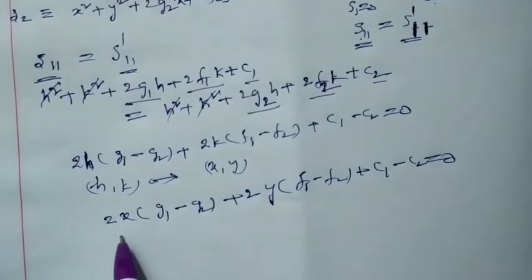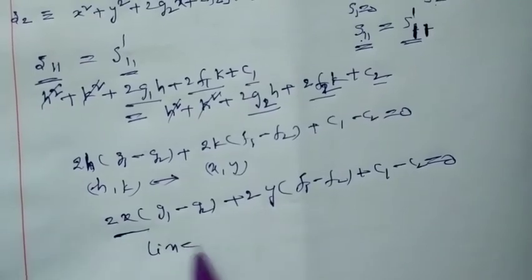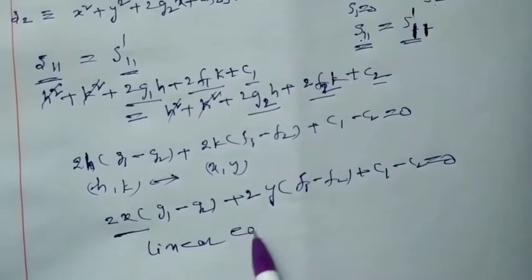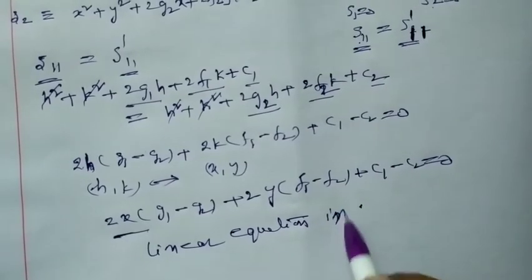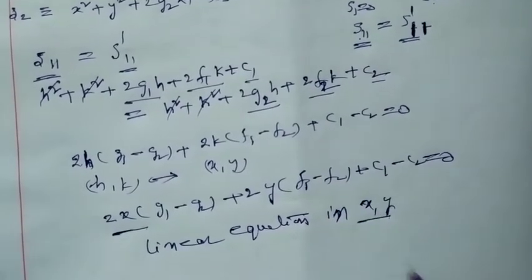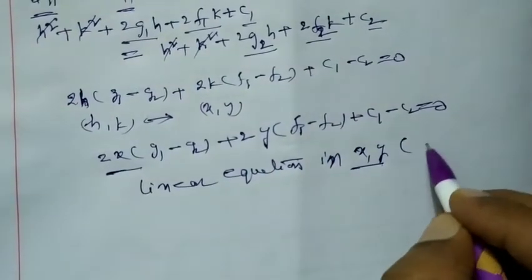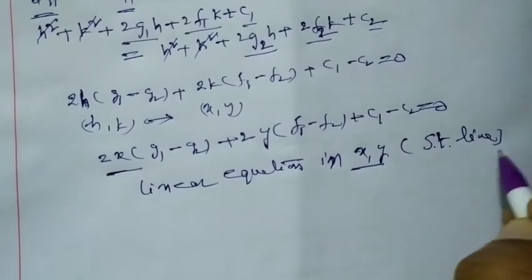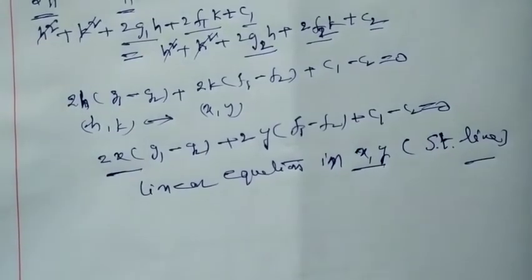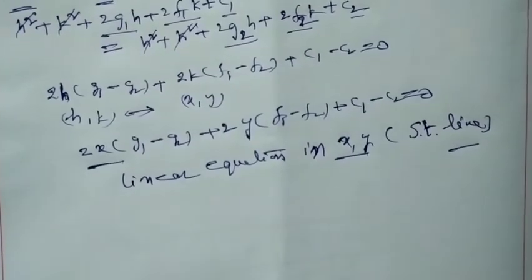0. If you see closely, it is a linear equation in x comma y. What does a linear equation represent? It is a straight line. So the locus of P represents a straight line. So it is the radical axis.